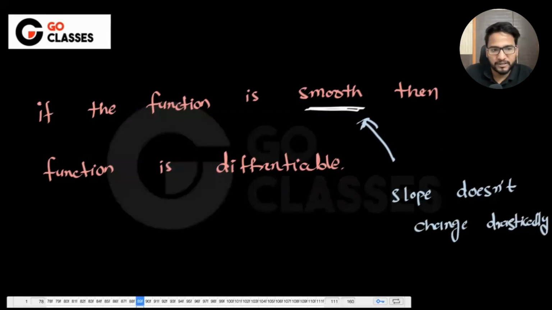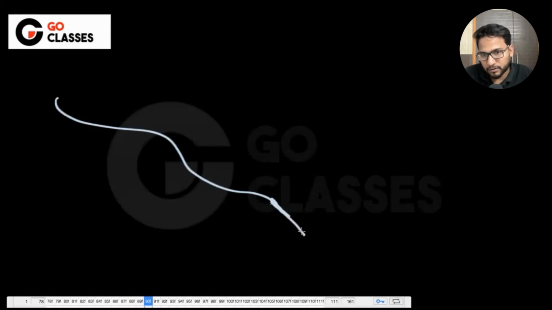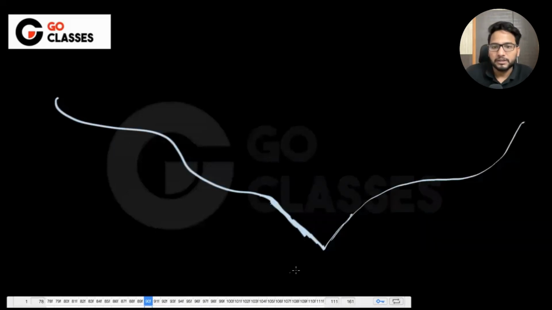I'm currently not doing any mathematical proofs, but I'm just giving you an intuitive idea. Suppose there is a function like this, and suppose it is linear after this point. It becomes linear slowly, and then here the function is something like this, and later it takes some other value, something like this. Now tell me, at this particular point, is this function smooth? Smooth means the slope should not change drastically. So what is the slope here? Slope is measured in terms of tan theta, so the angle is something like this.